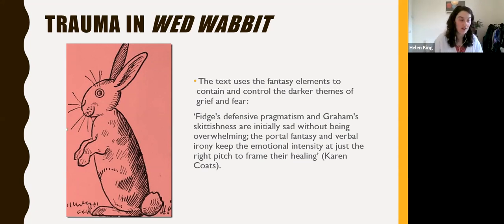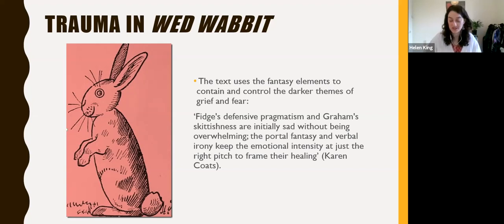Fidge's grief for her father and her shock and her guilt at Minnie's accident are therefore kind of contained within the fantasy land of the Wimbley woos. There's this sort of protective sphere of fantasy around her and around the reader in the way that the reader is allowed to engage with her grief.